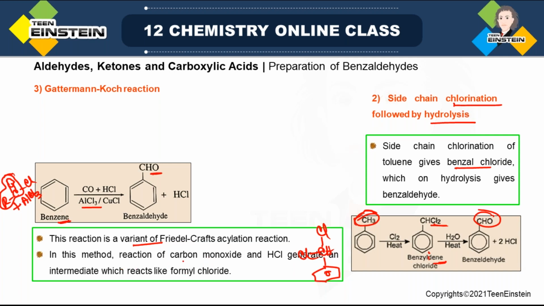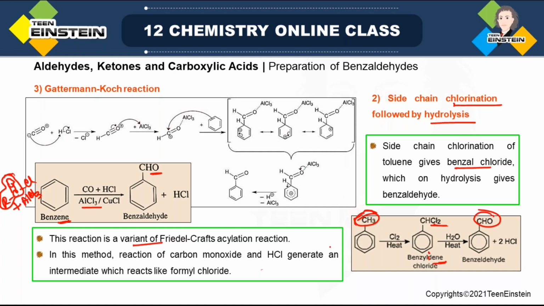In this method, the reaction of carbon monoxide and HCl first generates an intermediate. Let's see the second point that is mentioned, the reaction of carbon monoxide and HCl. First, CO reacts with HCl, forming some compound which then reacts with benzene and makes an intermediate. So this is the mechanism.